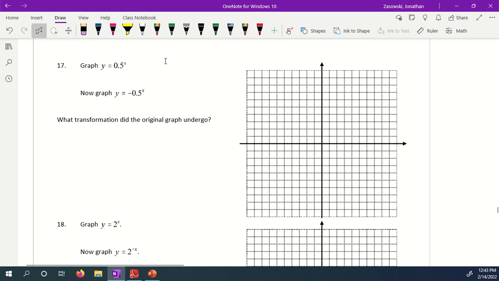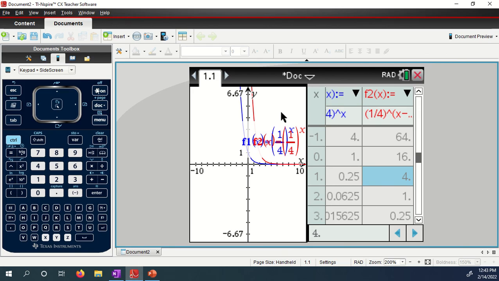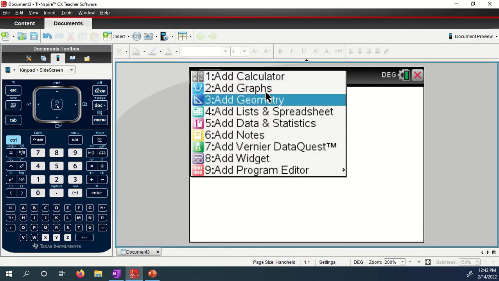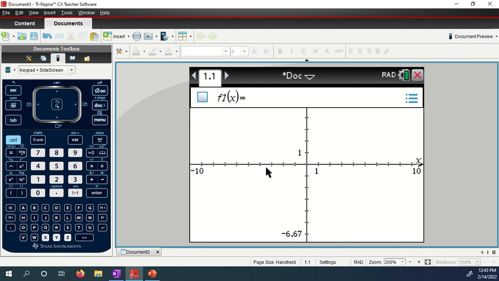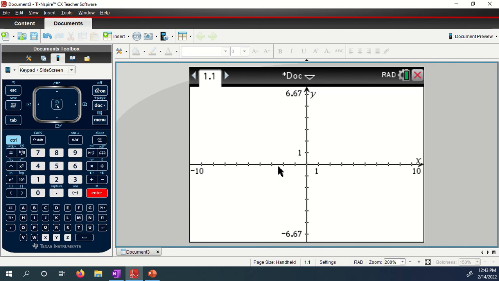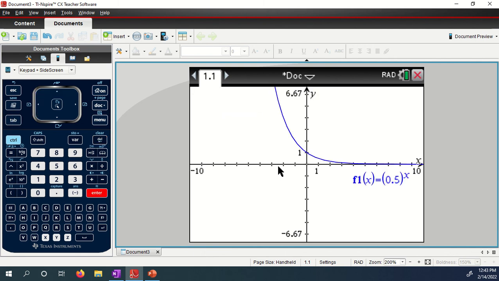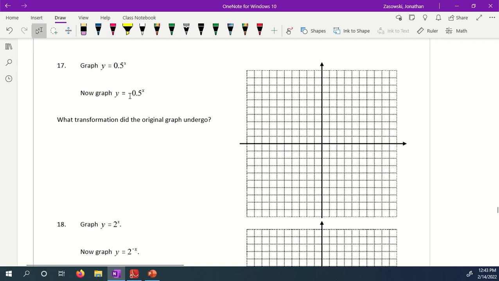All right, for number 17, okay, we can go graph these real quick. So let's grab a new graph. No, we don't want to save. We're going to do y equals 0.5 to the x. Oh, we ought to get rid of the y's. f of x equals. There's our graph. And then what happens if we make this negative?